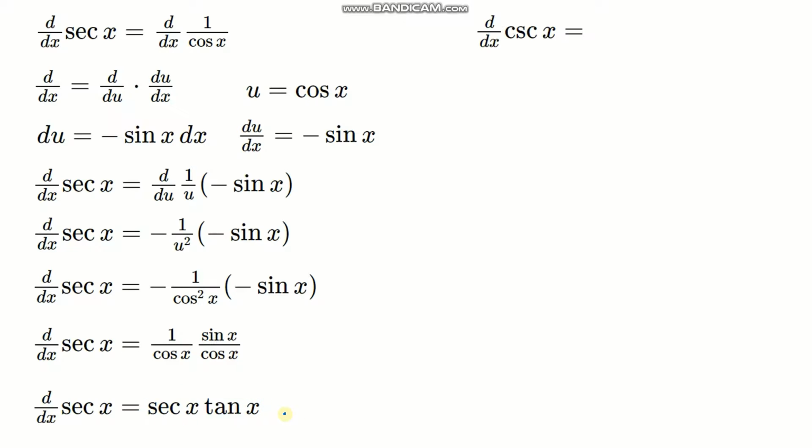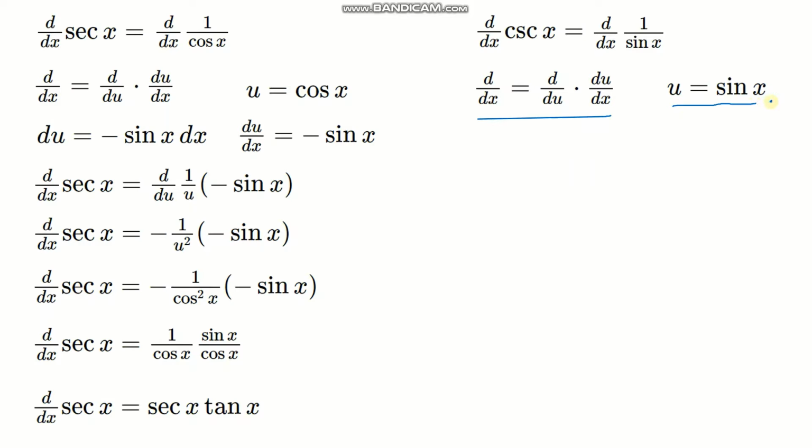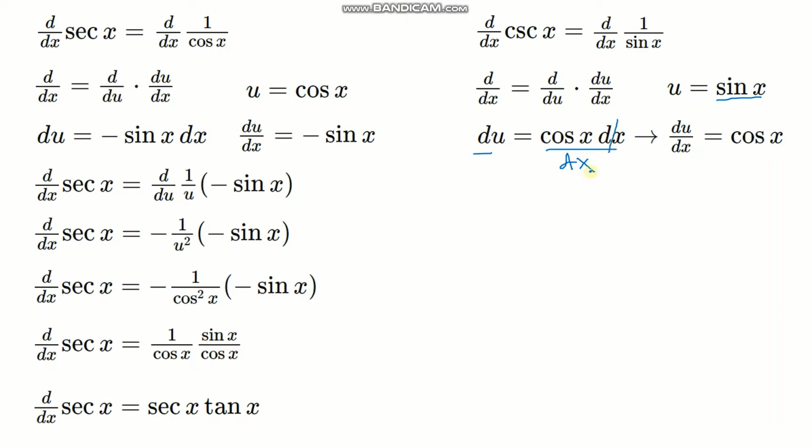So last but not least, we take the derivative of cosecant x, and cosecant x is the same as 1 over sin x. So the derivative of cosecant x is the same as the derivative of 1 over sin x. Again, applying the chain rule, we have d over dx is equal to d over du times du over dx, and taking the u-substitution, u equals sin x. Taking the derivative of u, du is equal to the derivative of sin x, which is cosine x dx. Dividing both sides by dx, we have du over dx equals cosine x.